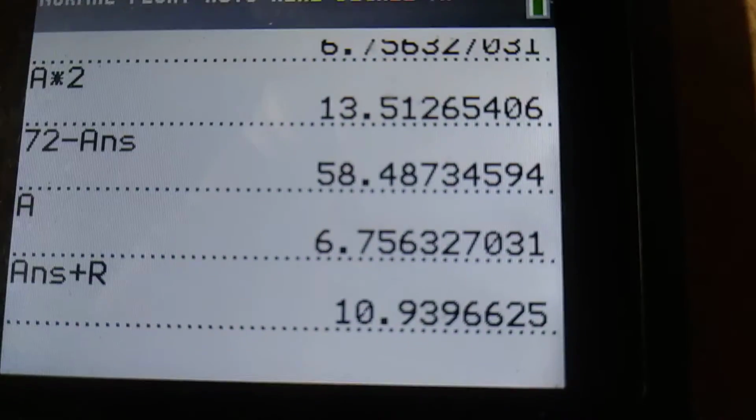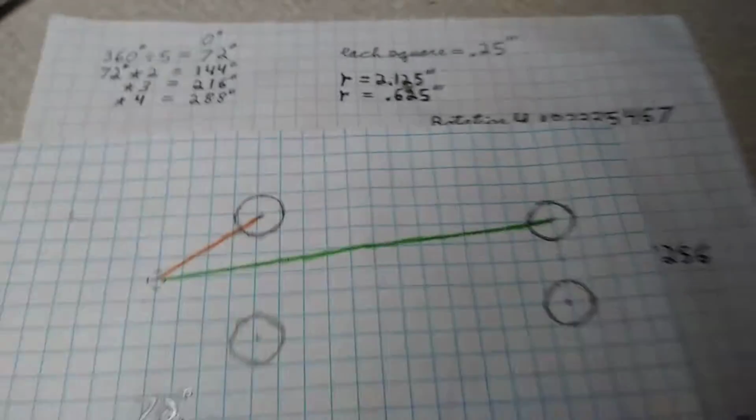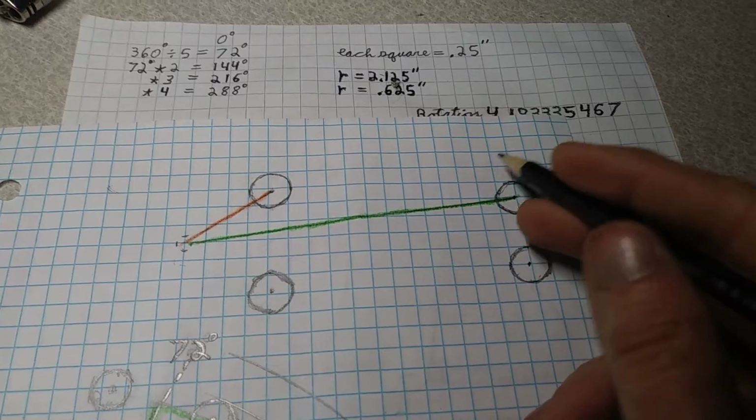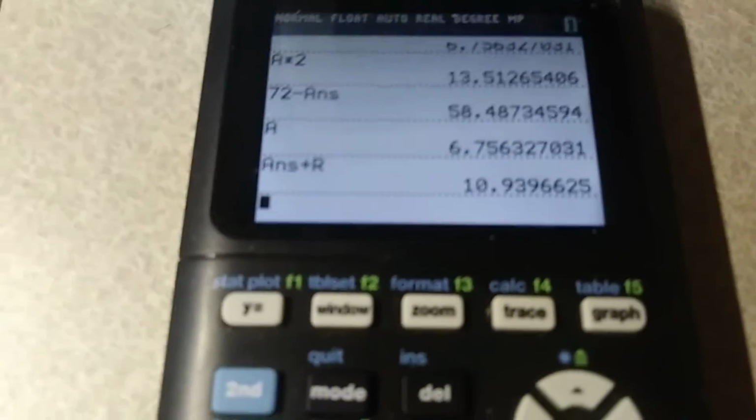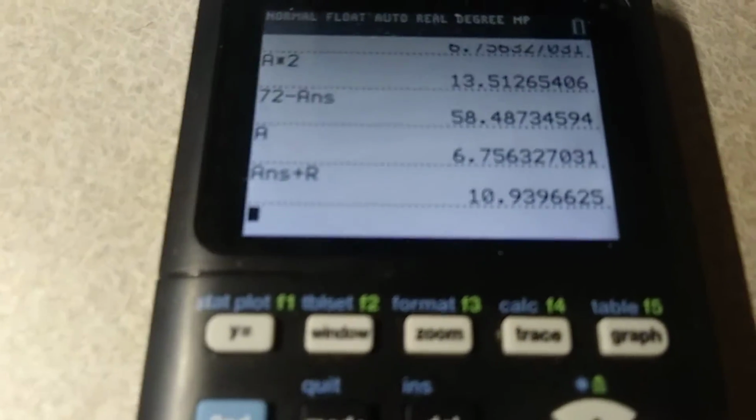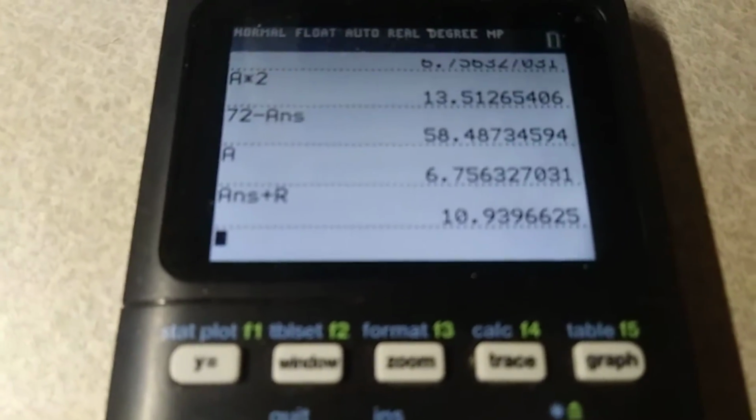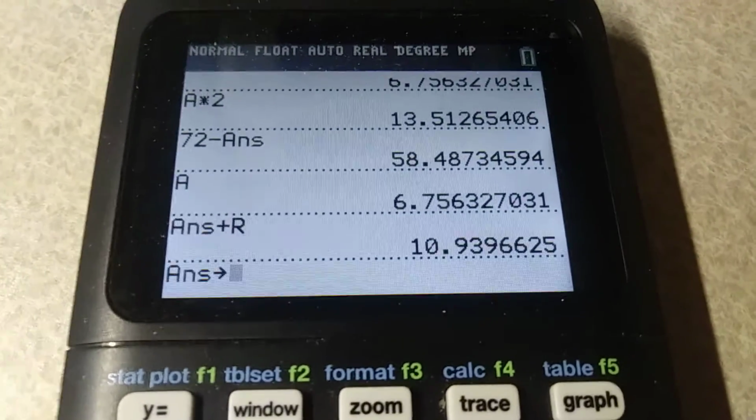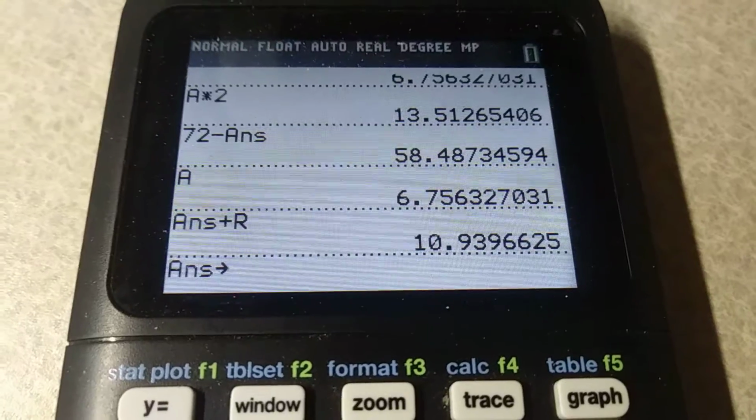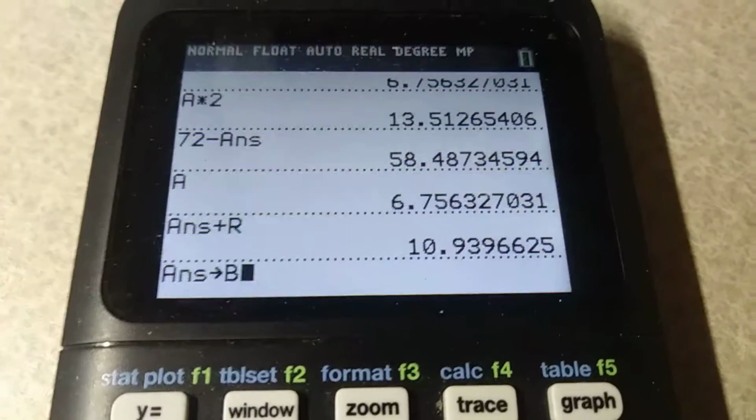10.93966 degrees. And so we can take, to draw this point, we do the same thing we've been doing. Okay, so first of all, let's store that so we don't have to keep trying to find it. Let's just put it in B.